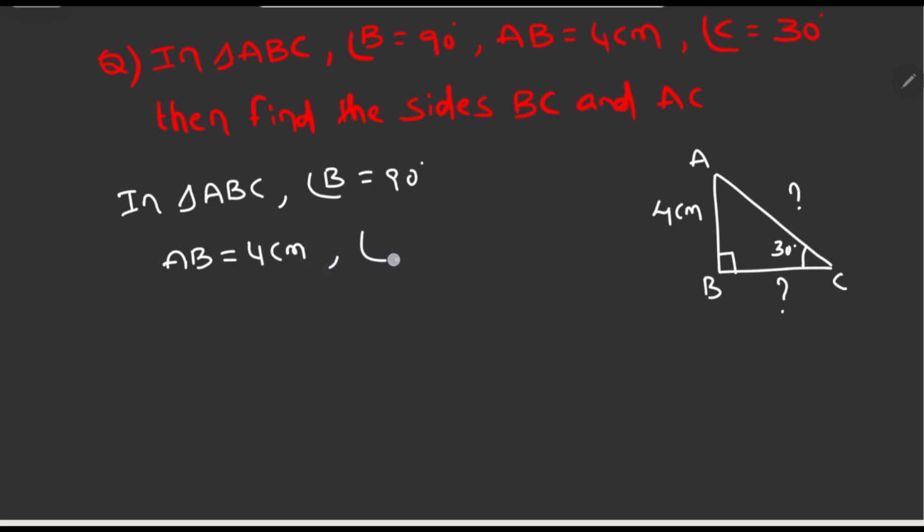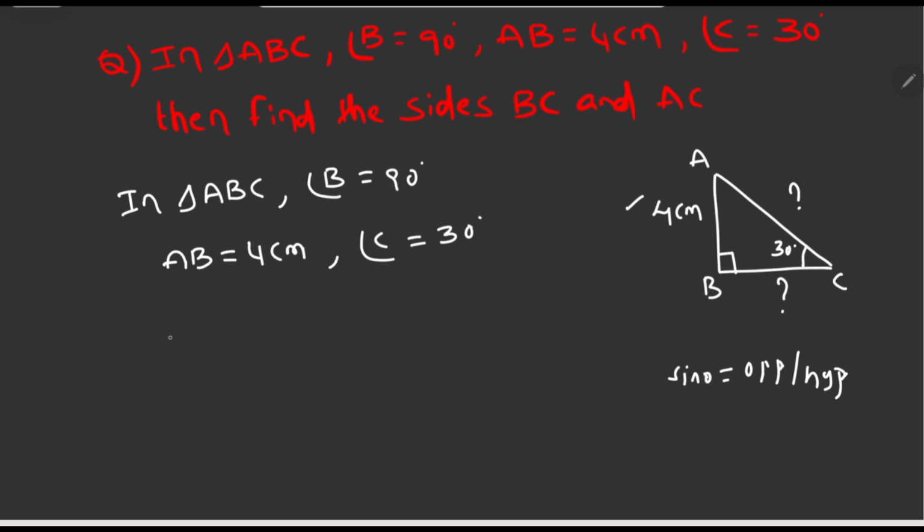And what is the angle C? 30 degree. Okay. So to the theta, opposite is given. By using the opposite, we have to find the hypotenuse. So opposite by hypotenuse. It is the definition of sin theta. Okay.